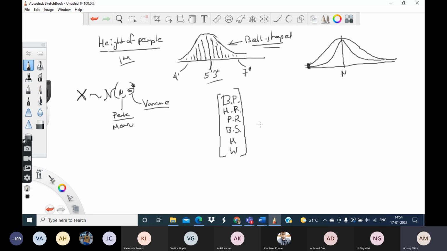Now this kind of situation can be seen in two ways. One is that you can just assume that these are 6 different variables, so you will fit 6 different distributions to them.